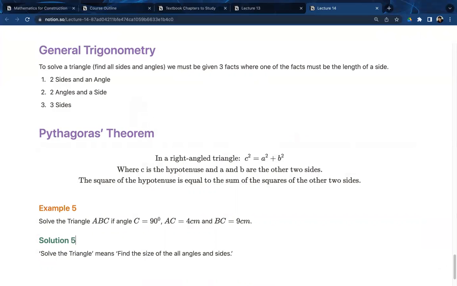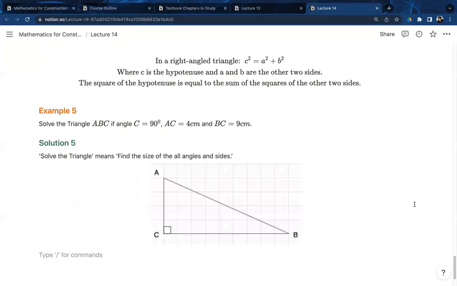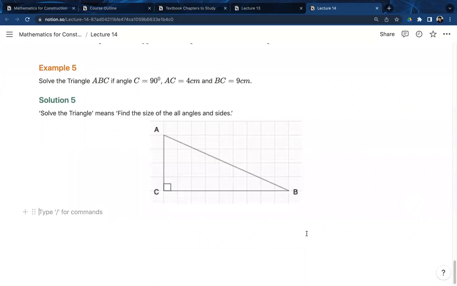Solve triangle ABC. If angle C is 90 degrees, AC is 4 and BC is 9. Right? That's the question here. Now trigonometry is a very visual subject. You probably should draw a diagram for this. Okay. What's a good diagram for this? Look, this one here is an okay diagram.